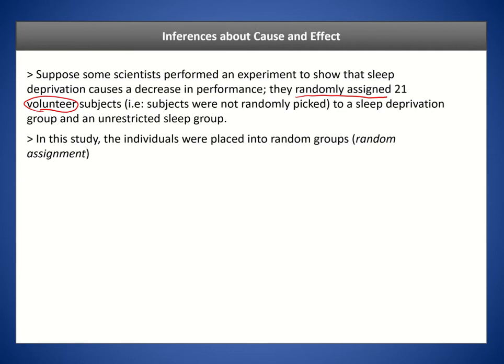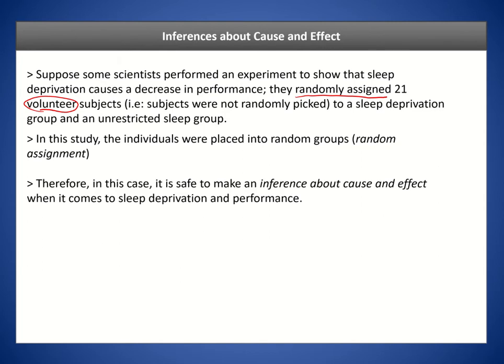Because they were placed into random groups, one group was sleep deprivation and one group was unrestricted sleep, so they can sleep as much as they want, with no restrictions on that. Since we put them into random groups, that allows us to determine cause and effect, right? Because if people were randomized into groups of whether they sleep or not sleep, we can see if there's a change in performance. Even if we did not randomly pick 21 people because they were volunteers, we could still see patterns in both groups, because we did random assignment.